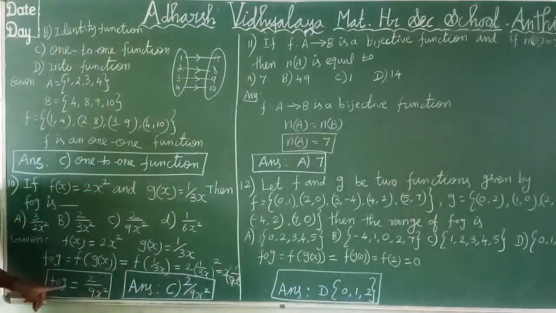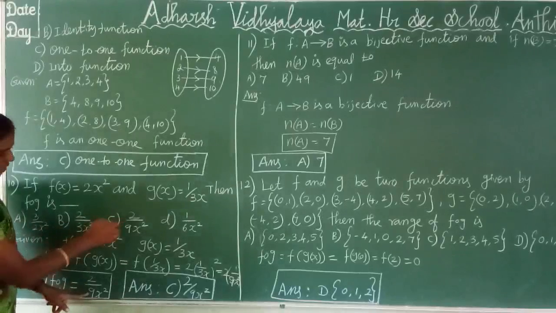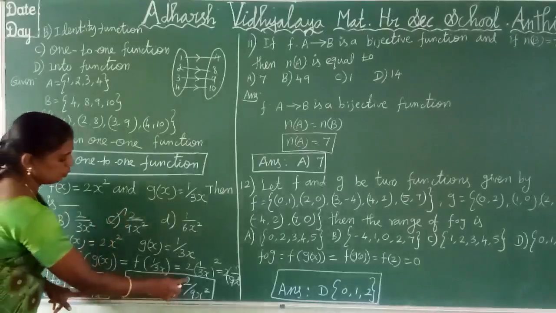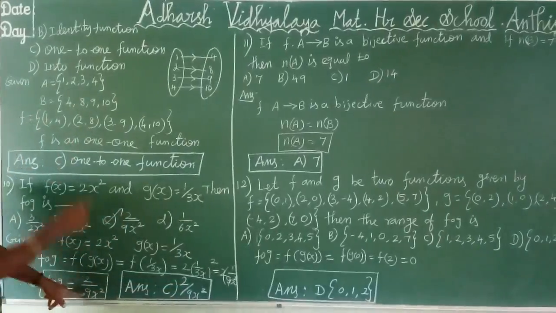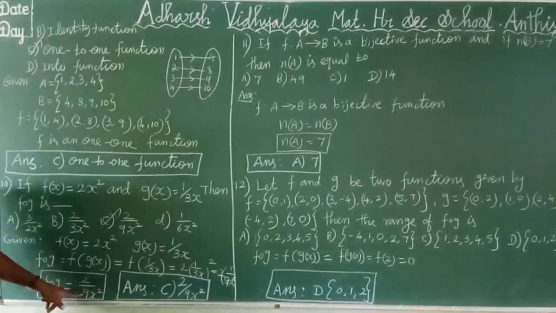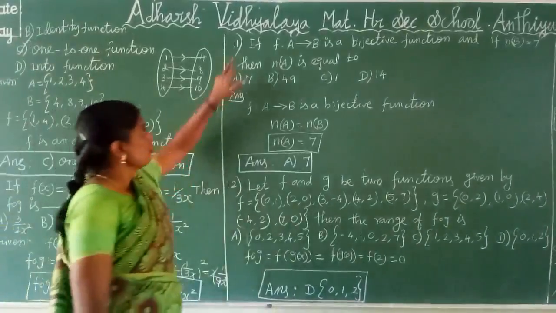So f composition g is equal to 2 by 9x square. Which is the correct one? C option, 2 by 9x square. Here also C option. Next, 11th one.